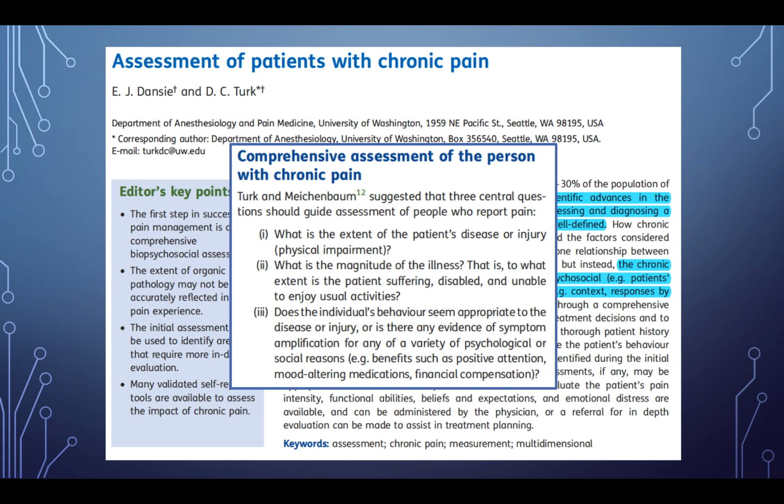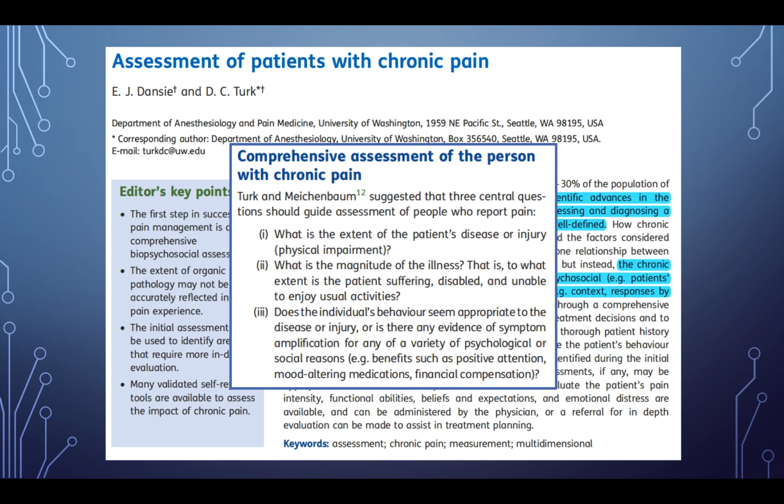So what is the extent of the patient's disease or injury, their physical impairment? That's number 1. What is the magnitude of the illness? To what extent is the patient suffering? Are they disabled? Are they unable to enjoy usual activities? And then, does the individual's behavior seem appropriate to the disease or injury? Or is there any evidence of symptom amplification for any of a variety of psychological or social reasons? So they get the attention that they're seeking, if that's the issue. Mood-altering medications. Is there some sort of financial compensation?